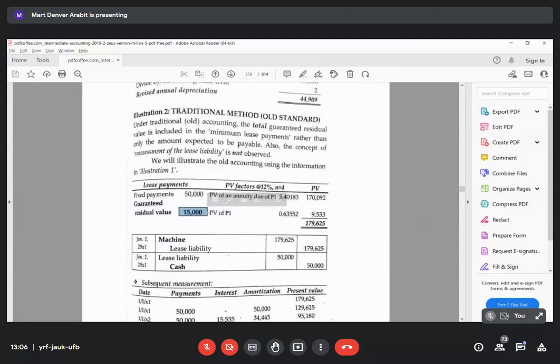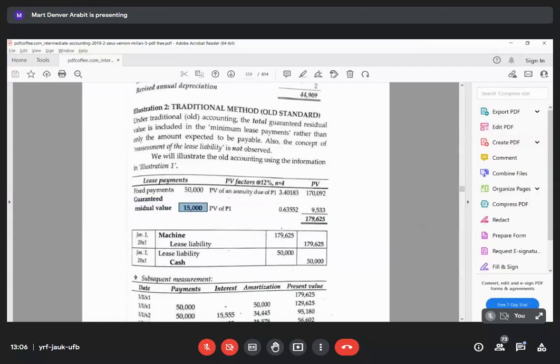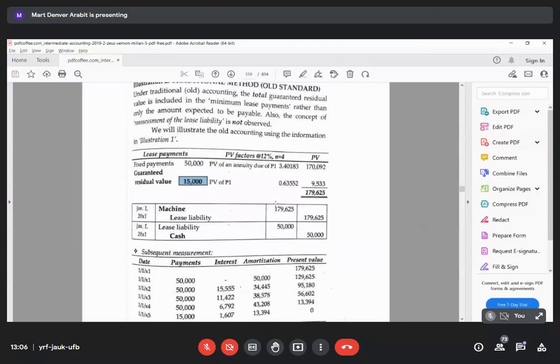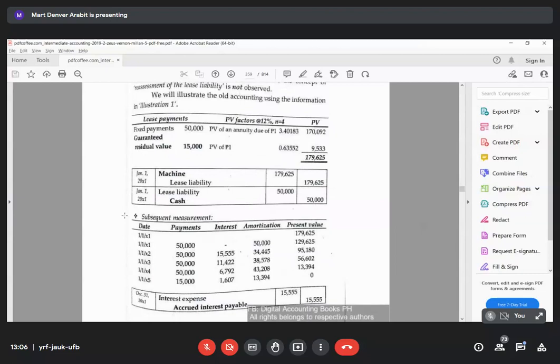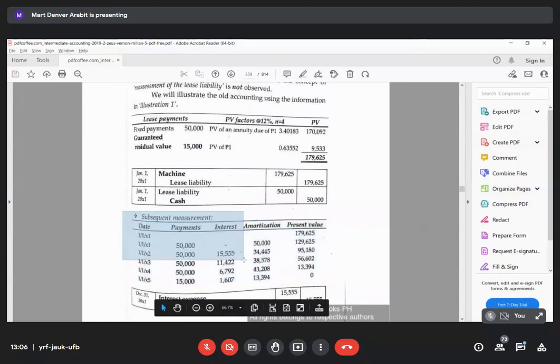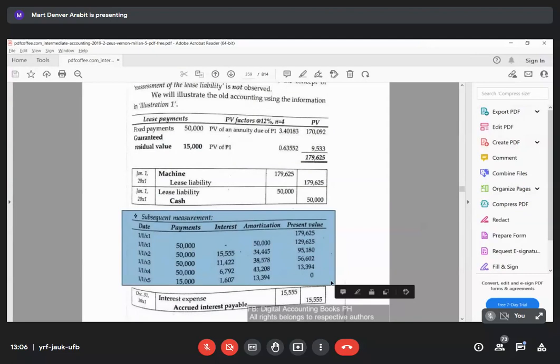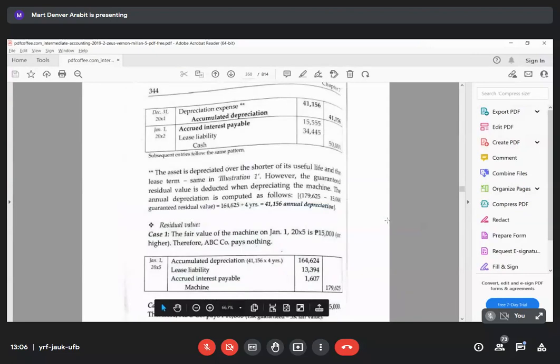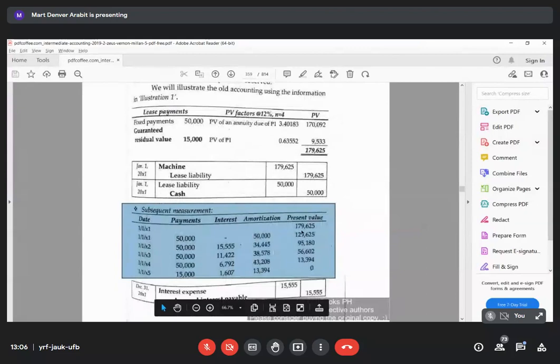So, if what you will pay is only 12,000, then you will recognize the difference again at the end of the lease term. Okay, so if you notice, there is no ROU. It is just the machine. Then, cash. The same amount goes. Same periodic payments in the effective interest table. And interest expense is computed again based on this. It's the same, nothing changed.